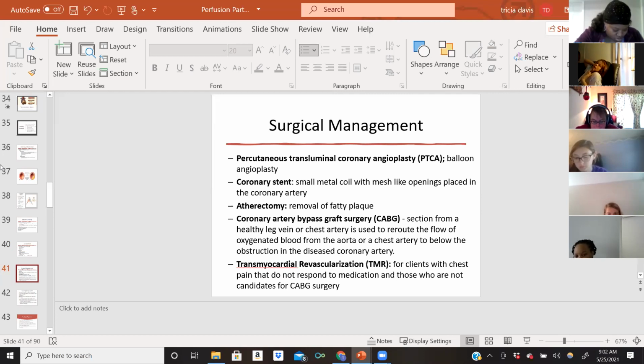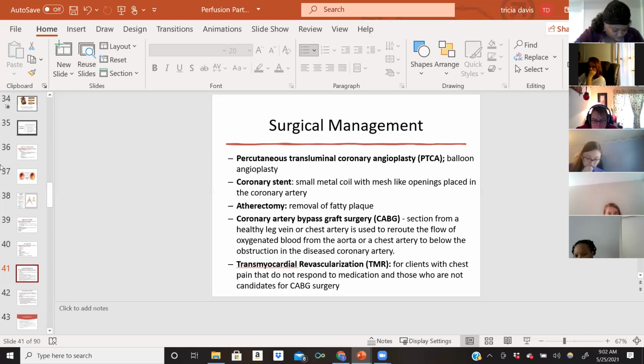All these are in your book. You can read more about them in detail, and they show some pictures. We can do an atherectomy, which is where they go in and they remove that fatty plaque. What we see a lot of patients have is what we call a CABG. It's a coronary artery bypass graft surgery.